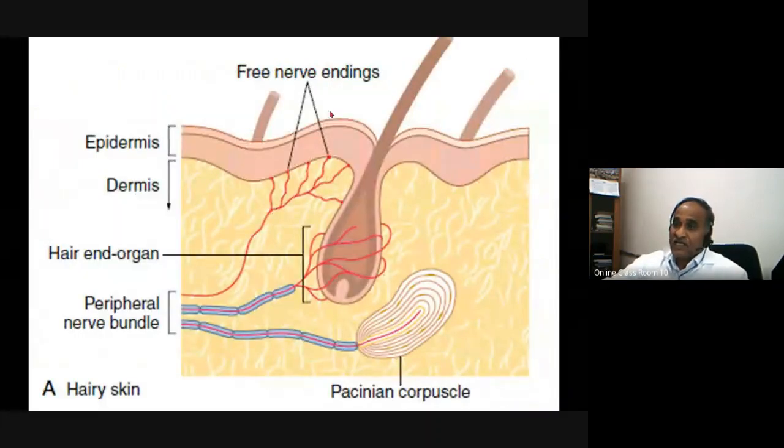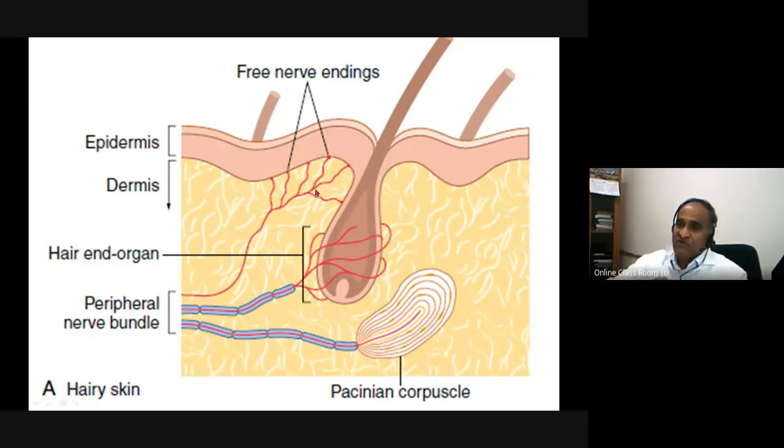Now, if you are looking at that, these are the free nerve endings. You just see the peripheral nerve bundle. Here it is connected to a Pacinian corpuscle. Here, one touch receptor and another touch receptor. You see that entwining with the hair follicle. So that is the hair end organ. This is the free nerve ending with the hair follicle. So these are free nerve endings.